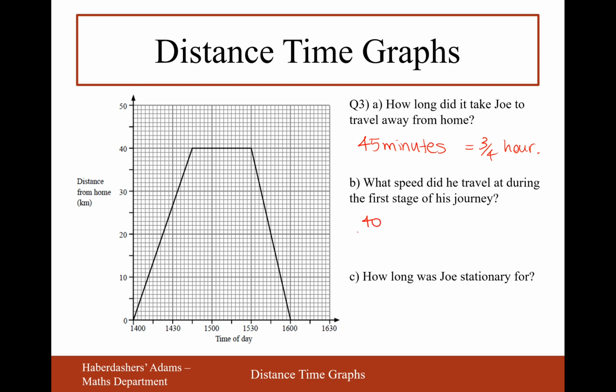So it's going to be 40 divided by 3/4. So let's grab the calculator. We could do it in brackets as well. 40 divided by, in brackets, 3 divided by 4, close brackets, 160 divided by 3, or 53.3 kilometers per hour. But he only did that for 45 minutes, so he then travelled 40 kilometers. And how long was Joe stationary for? Well, that's from 2:45 till 3:30, that would be another 45 minutes.